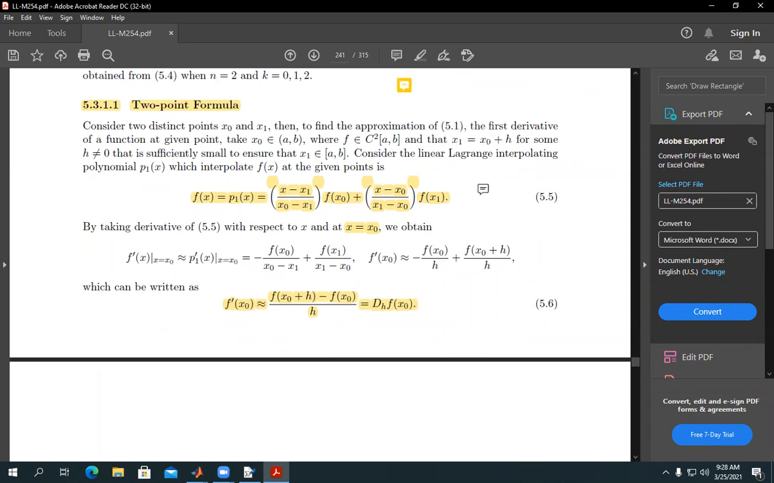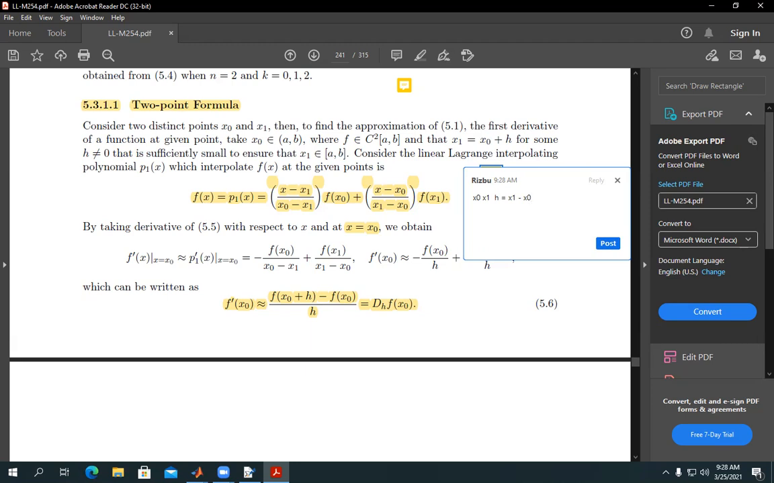And when you have 2 points, the points are what? x naught and x1. And the distance between them is h. So what is the formula of h? What is h equal to? x1 minus x naught.